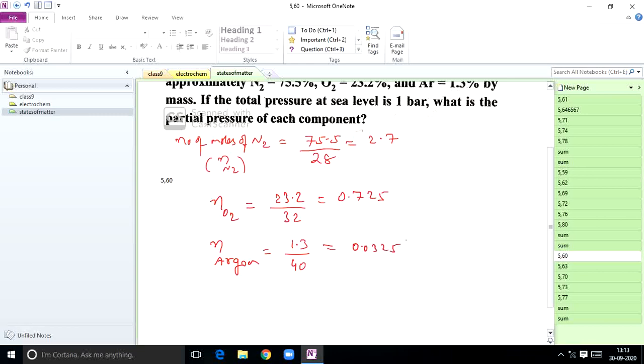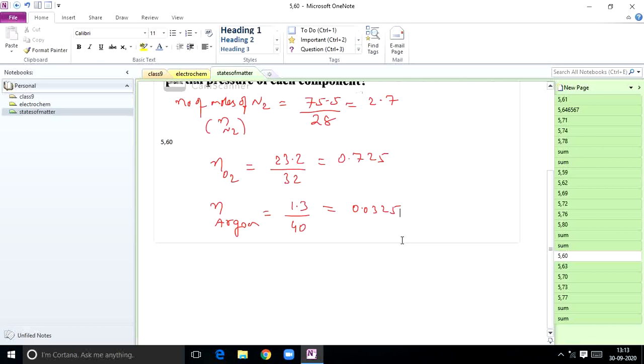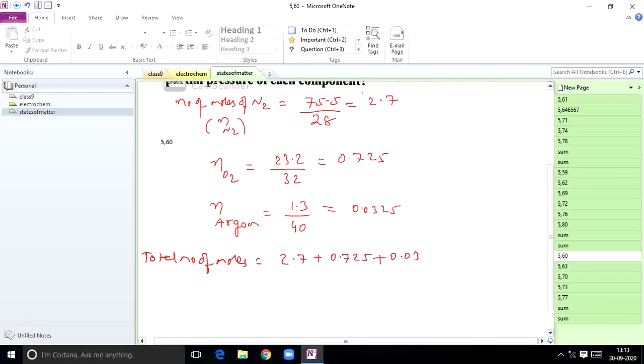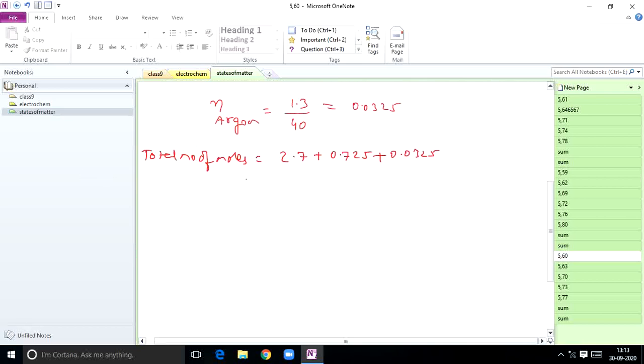Okay, after calculating the number of moles, you calculate the total number of moles. So the total number of moles is equal to the sum of all the moles here: number of moles of nitrogen plus number of moles of oxygen plus number of moles of argon. Okay students, so if you calculate the total number of moles, you should get 3.4575. So that is the total number of moles.